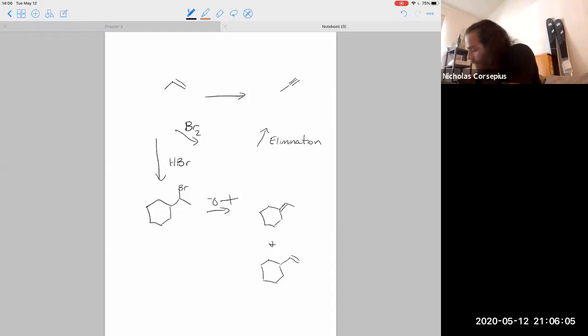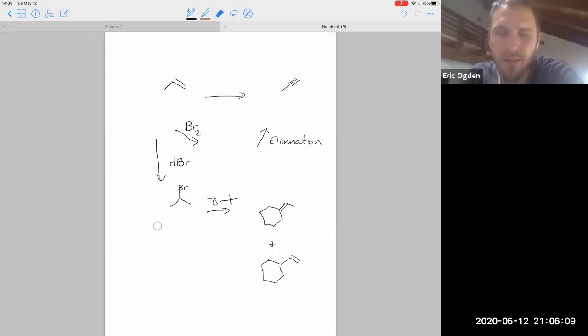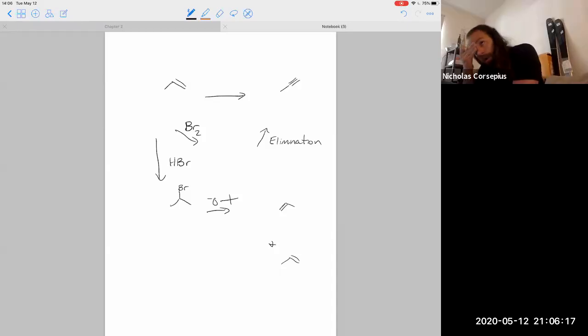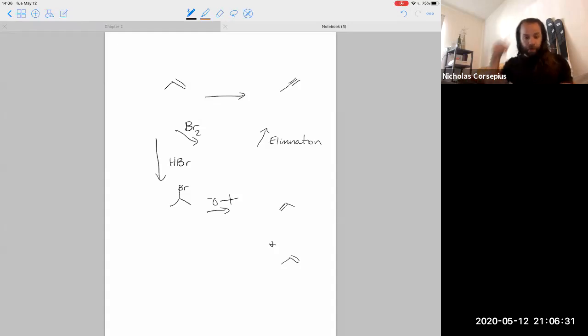What do we get? Well, the Br2, wasn't that an anti-Markov addition? No, it was an anti-addition. You're like half right. So it's not that it's anti-Markov, right? That would mean that it goes on the less highly substituted carbon. You're going to get it on both carbons, but you're now thinking one step further, which is the stereochemical implications, which is they get added from opposite sides.